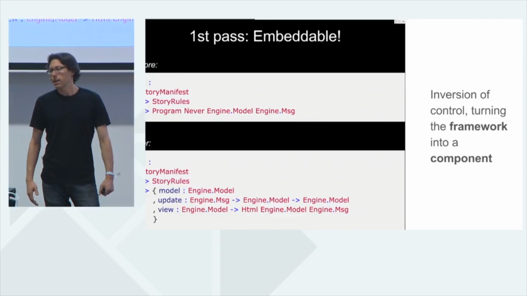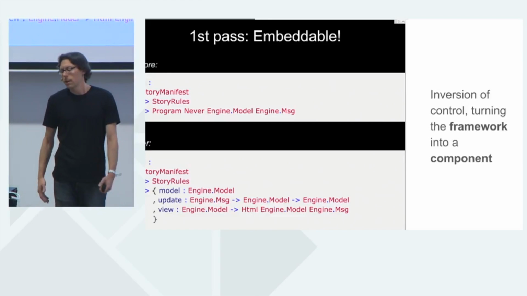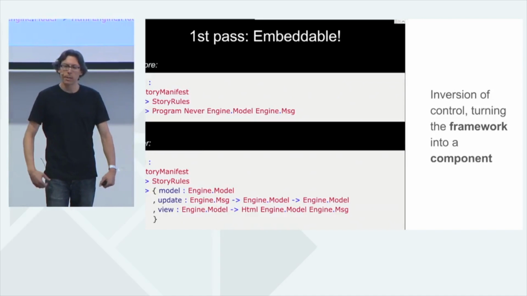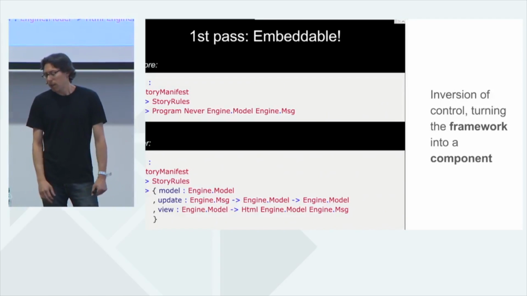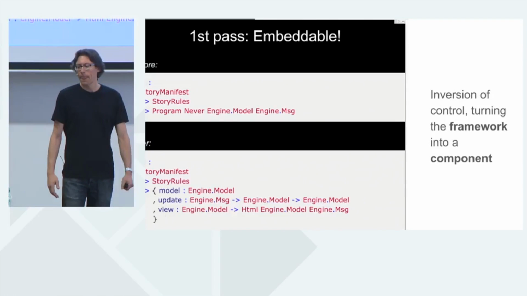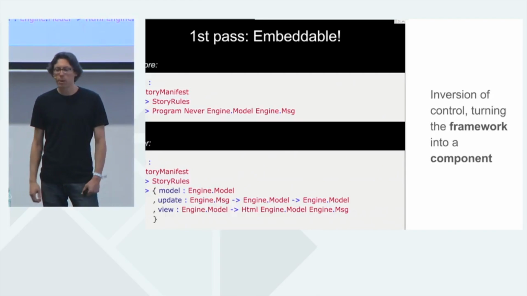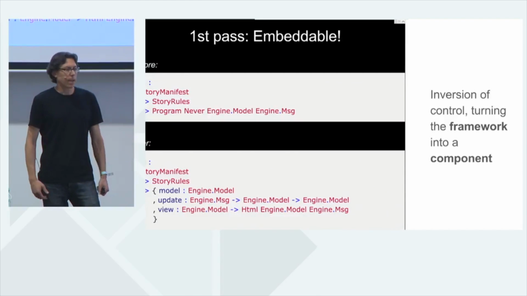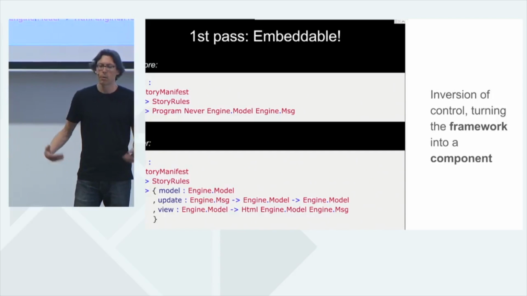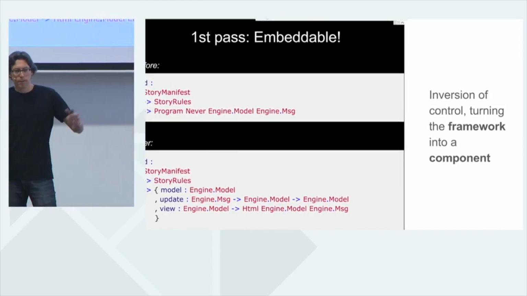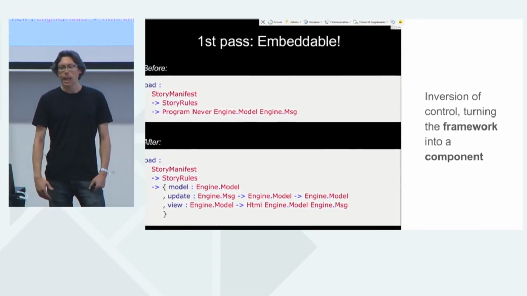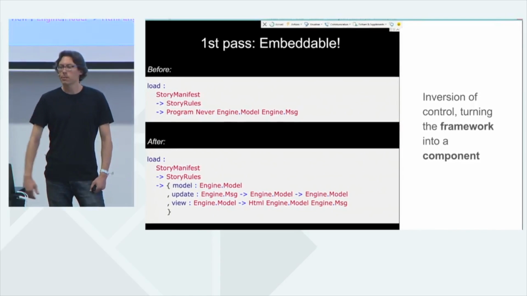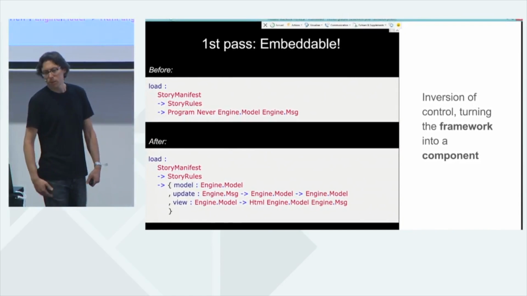So the very first thing that I did was an inversion of control. You still pass in the story rules and the story manifest, but now it would give you the familiar model, update, and view. And this is basically the component pattern. And it meant that the client could now call your code. Instead of the framework running your code, your code runs the framework. It's kind of weird, the framework as a component. It seems backwards, but it works. Although it doesn't really accomplish much because it's still just as rigid as it was before. So I had to go further.